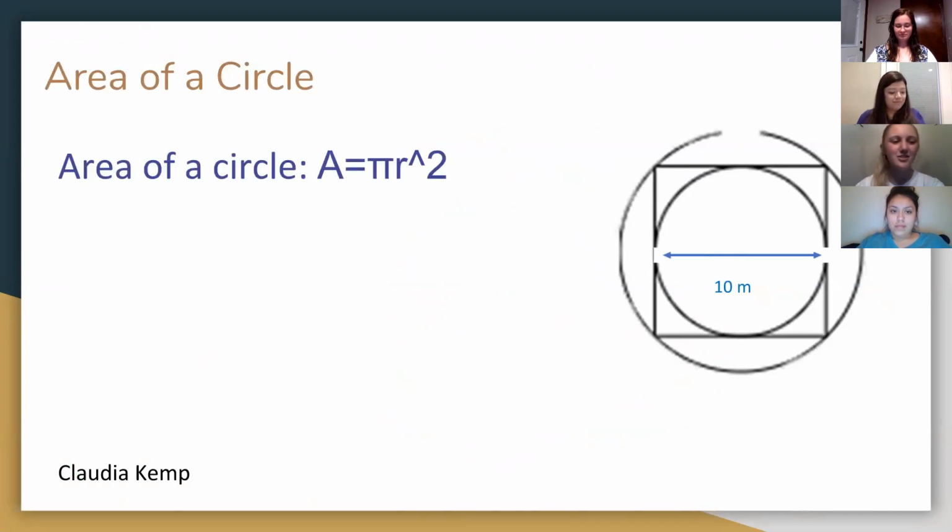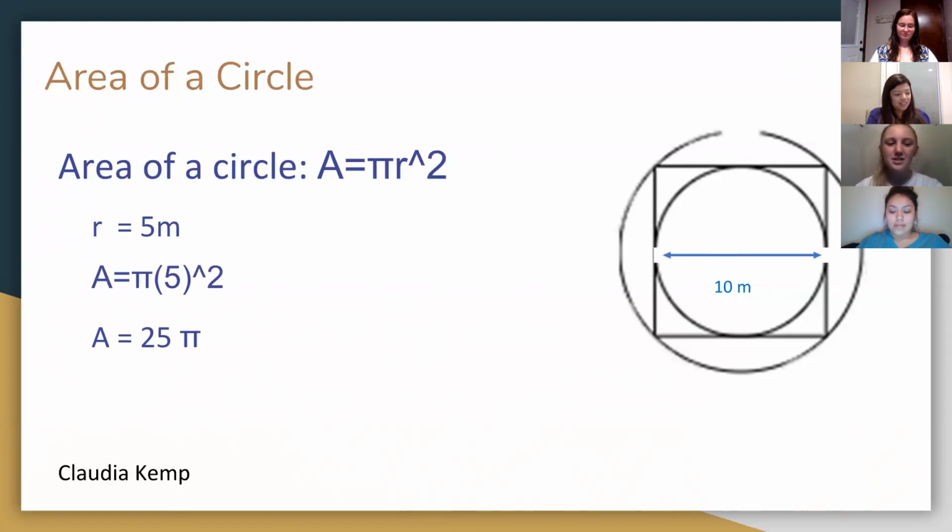The area of a circle is defined as pi times r squared, r being the radius. The inner circle is 10 meters across. Therefore, the radius of the circle is 5 meters. The formula then becomes pi times 5 squared. Cece, what is 5 squared? 25. Perfect. Multiply that by pi, and we find that the area of this small circle here in units of pi is 25 pi.